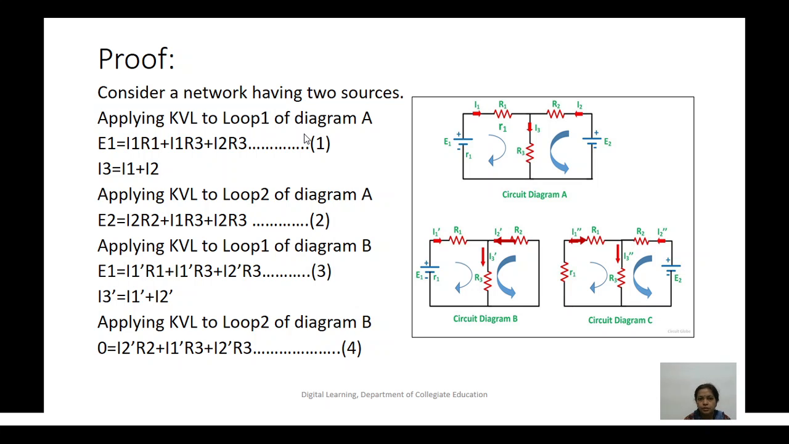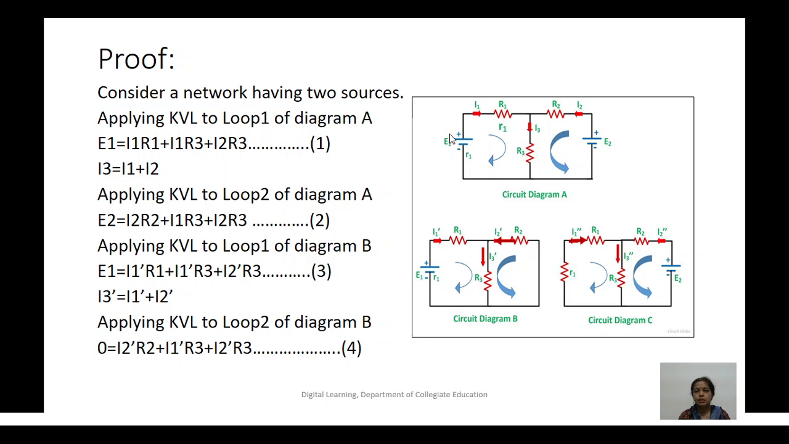So we will see whether it is mathematically true or not by applying KVL to the loops of the diagrams. First we'll consider diagram A. So applying KVL to loop 1 of diagram A. KVL means Kirchhoff's voltage law. So we apply Kirchhoff's voltage law to loop 1 of diagram A. In loop 1, we have taken the clockwise direction as positive. You can see the arrow here. The arrow says that the assumed direction is clockwise as positive.